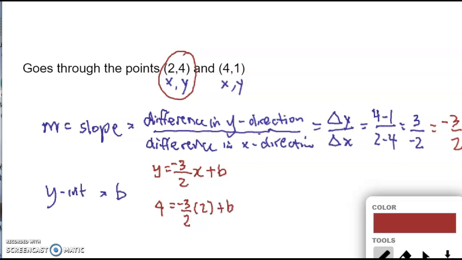plus b. Okay, so then that becomes negative 3 times 2 is negative 6, divided by 2 is negative 3. Or you could have thought of this as this cancels out. So you're left with 4 is equal to negative 3 plus b. So then we are going to add 3 to both sides, and you get b is equal to 7. So this is b, not 6. That means we figured out the slope and we figured out the y-intercept. So the equation is y is equal to negative 3 over 2 x plus 7.